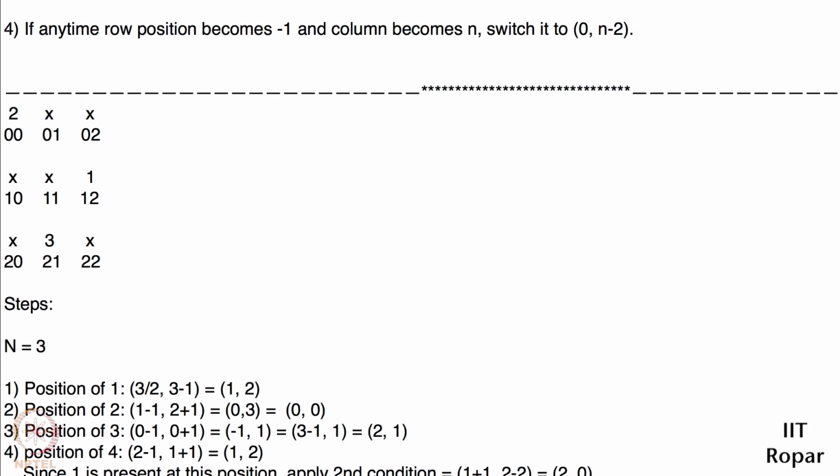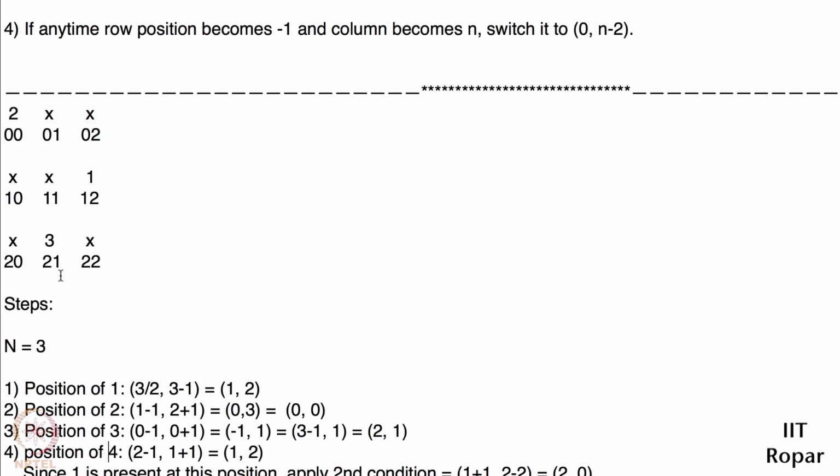So here I will write 3. Great. Again, position of 4, same algorithm. 2, 1 as PQ. 2 minus 1 is 1. 1 plus 1 is 2. So this is simple: 1, 2.